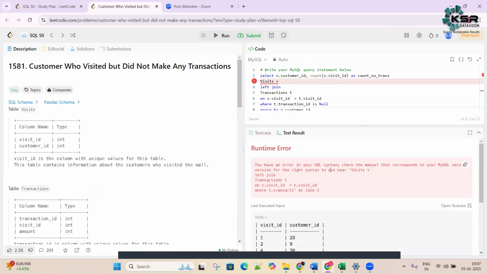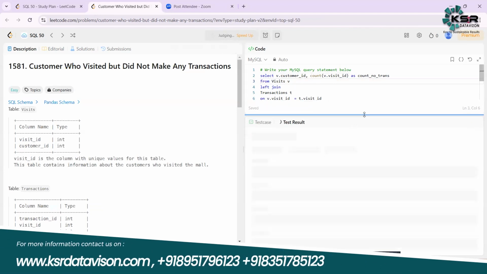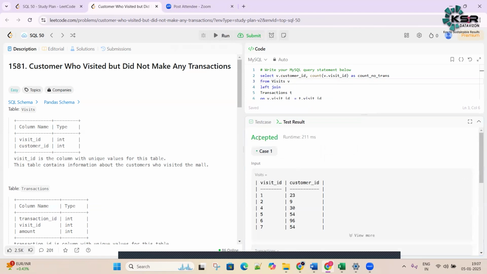Okay, there is some error near the syntax. Let me check. Okay, I missed the from clause, right? We have to take the table with from. Okay, there's a slight mistake in the syntax. Let's see what the result will be. Yeah, see, it has accepted.